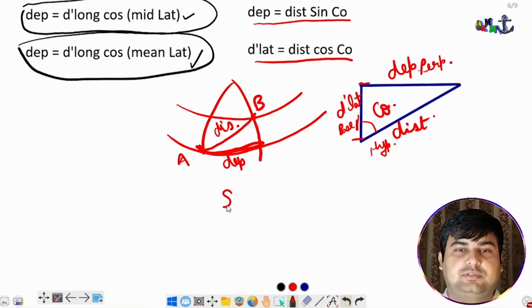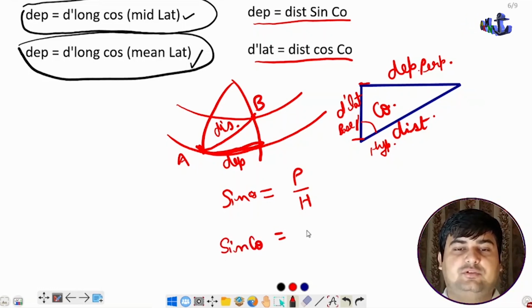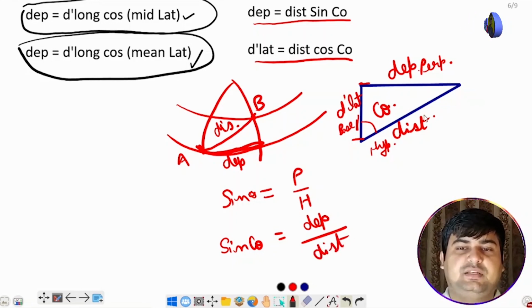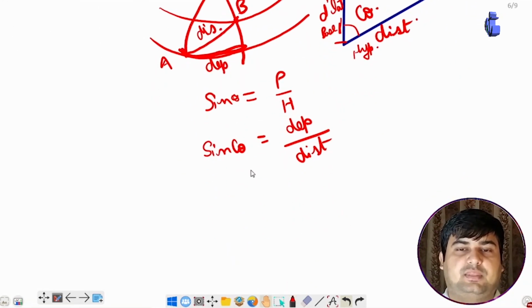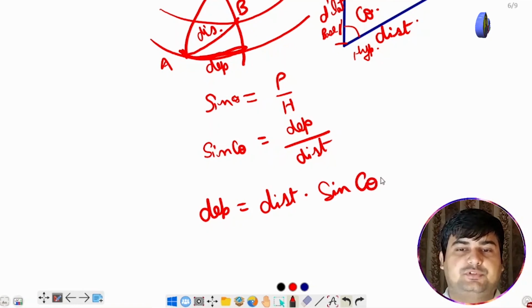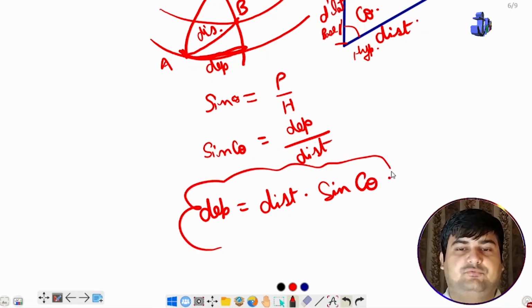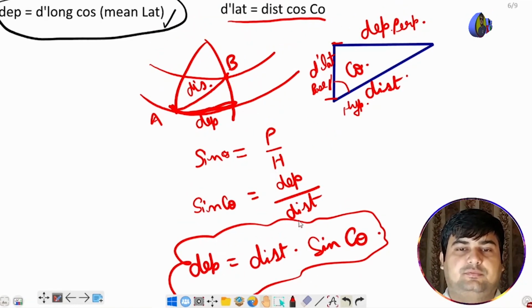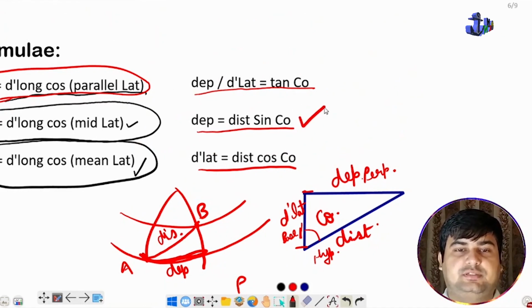Sine is equal to perpendicular upon hypotenuse. So sine theta is perpendicular upon hypotenuse. Here we will take sine course. Sine course is equal to perpendicular, which is departure, upon distance. Distance is hypotenuse, departure is perpendicular. So departure is equal to distance sine course. This is one formula which we can verify from here.